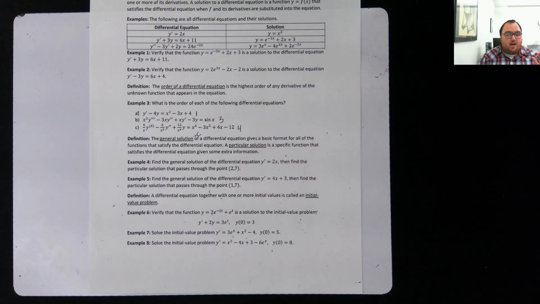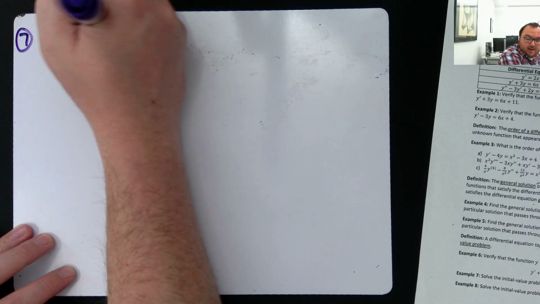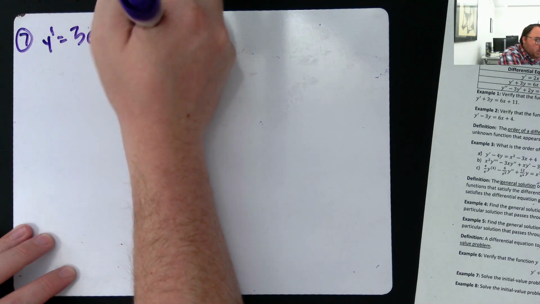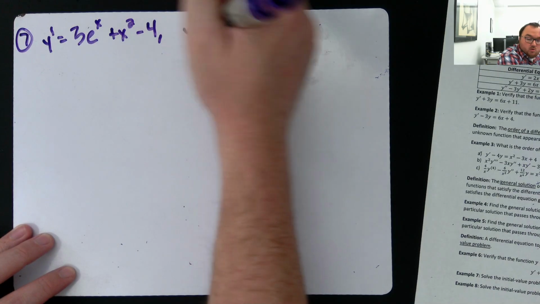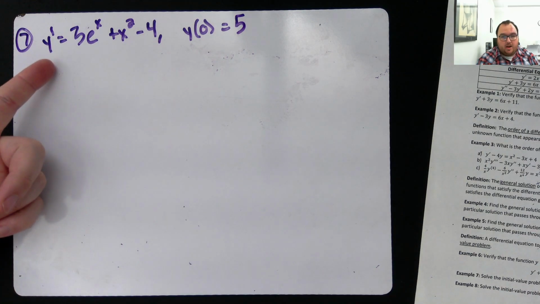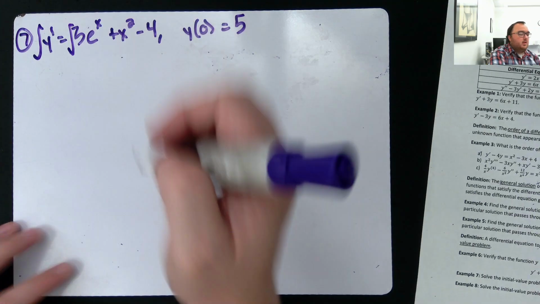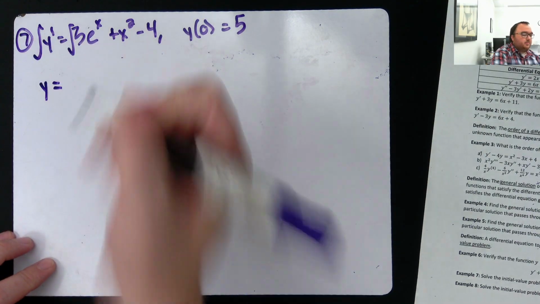Okay. Example number 7 says solve the initial value problem y prime equals 3e to the x plus x squared minus 4, with y of 0 equal to 5. So we know y prime equals 3e to the x plus x squared minus 4, and I want y of 0 to be equal to 5. If it gives me y prime, we know to find y, just take the antiderivative. So do that. That gives me y on this side.